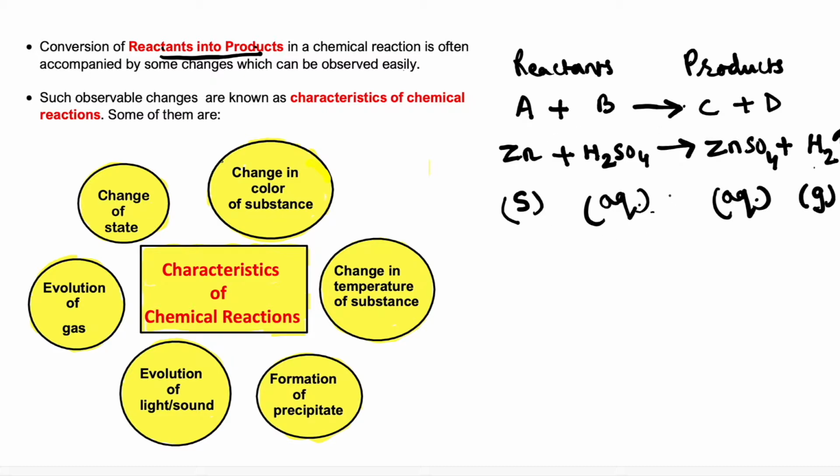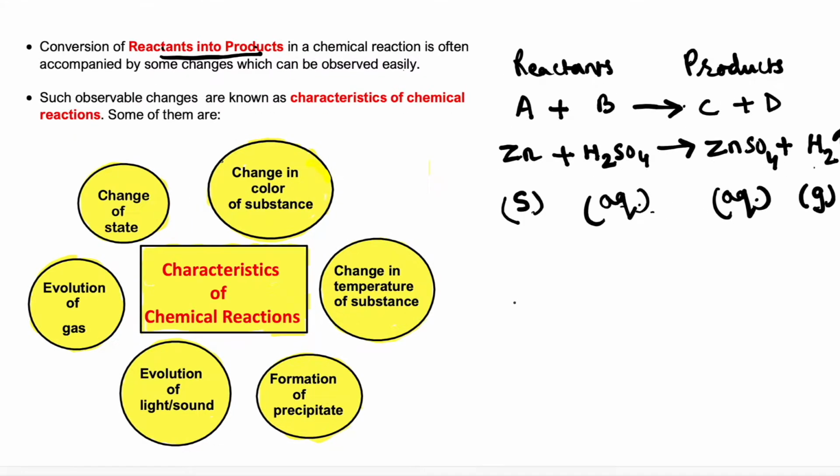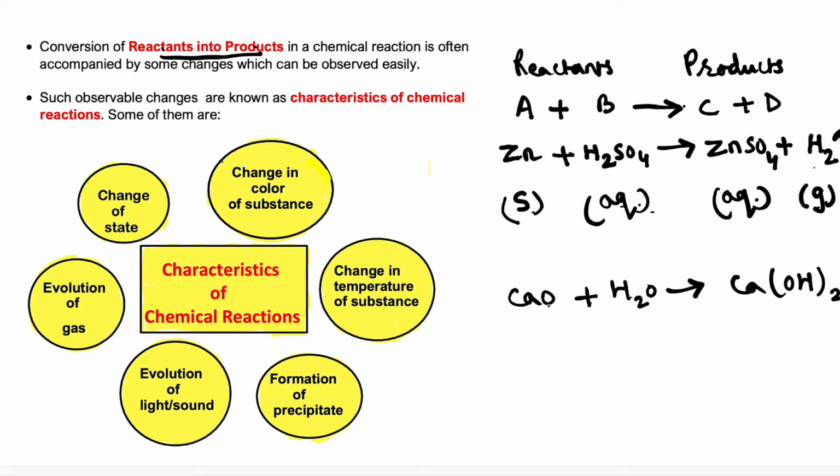So the conversion of reactants into products in a chemical reaction is accompanied by some changes, and these changes are easily observable. Let us take another example. Suppose I take calcium oxide in a beaker and I pour water into it. After the reaction it forms calcium hydroxide. Here calcium oxide is solid, and water, which is poured into it, is liquid, and what I am getting is calcium hydroxide, which is aqueous.